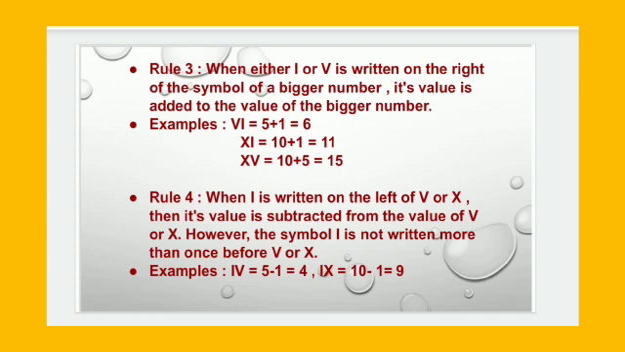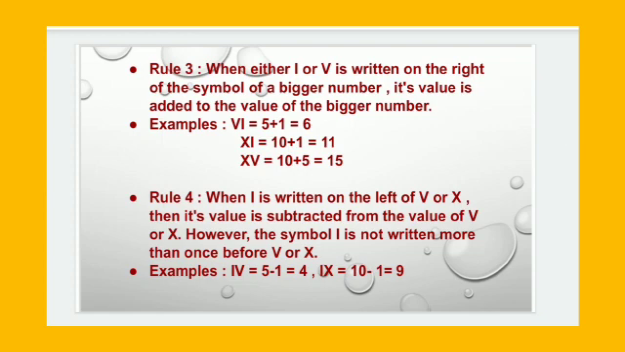See the example 1. VI. VI means 6. 6 is what? 5 plus 1. Okay. So here the bigger number is 5. So for 5 in Roman numerals we use the numeral V. And for 1 we use the numeral I.